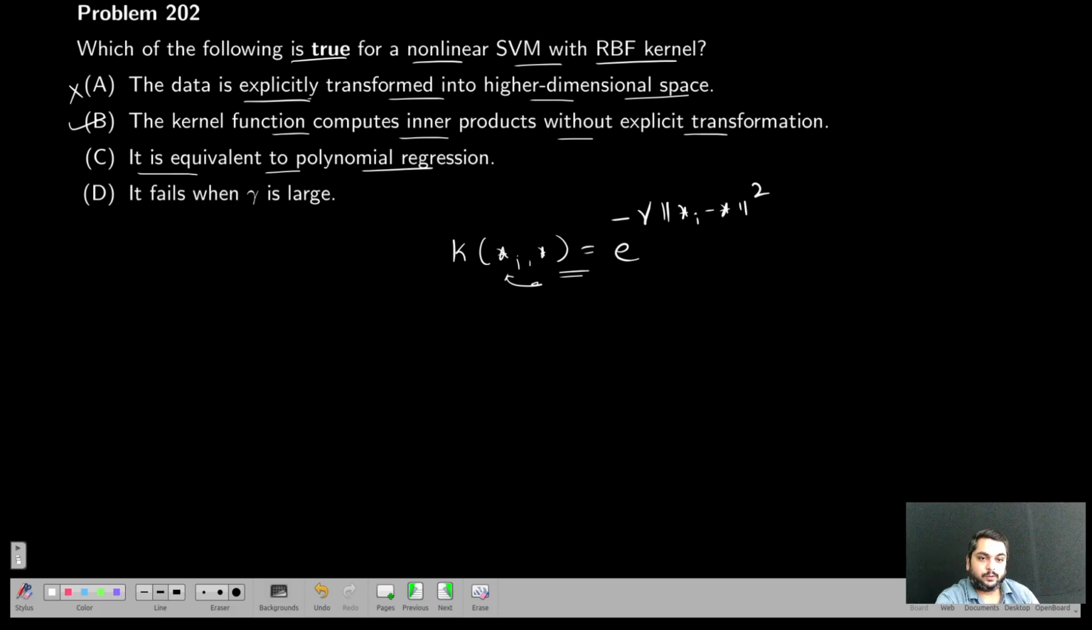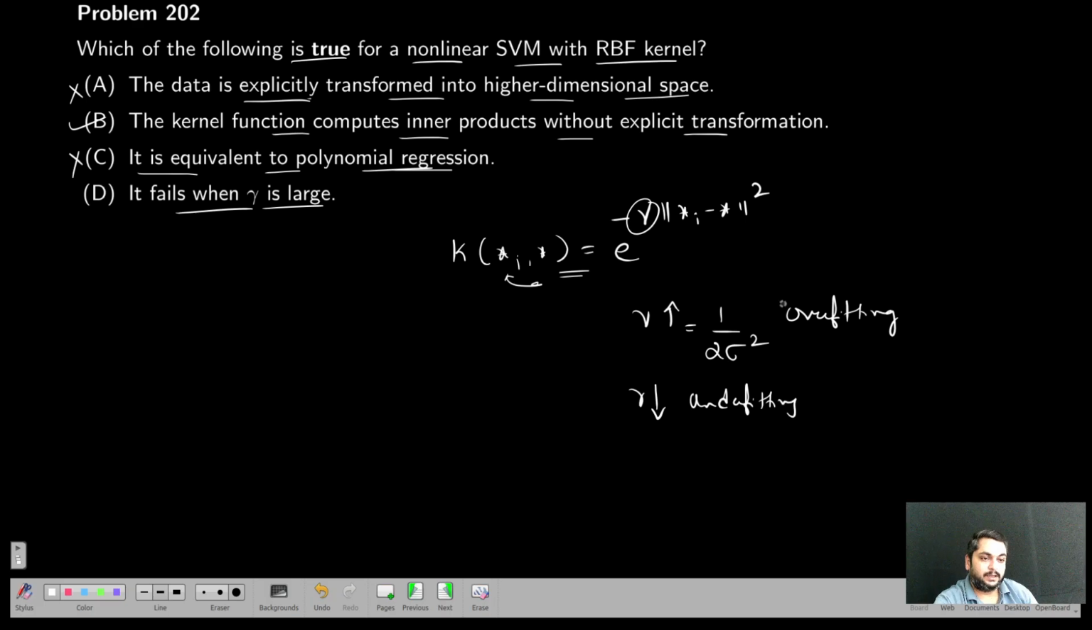It is equivalent to polynomial regression. No, it is equivalent to your Gaussian kernel. It fails when gamma is large. So if this gamma value is large, what is gamma? It is given as 1 by 2 variance sigma square. If it is too large, it leads to overfitting. It may not fail, it will not fail. It leads to overfitting. A smaller gamma value leads to underfitting, that is, bias will be too high. Here variance will be too high. So it will not fail. It may lead to overfitting.